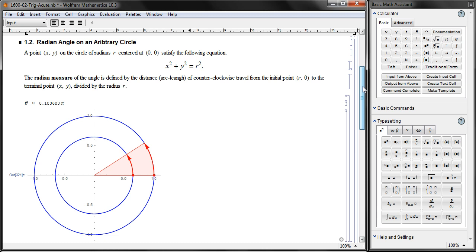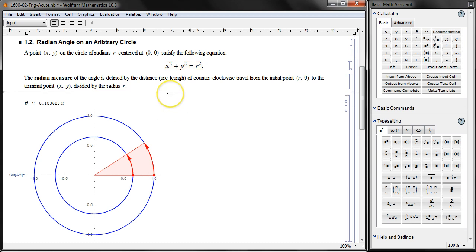Okay, here we go. We have a circle of radius r, which is x squared plus y squared equals r squared. And r can be arbitrary, so you can have various r values. Here's one small r value. Here's another bigger r value.